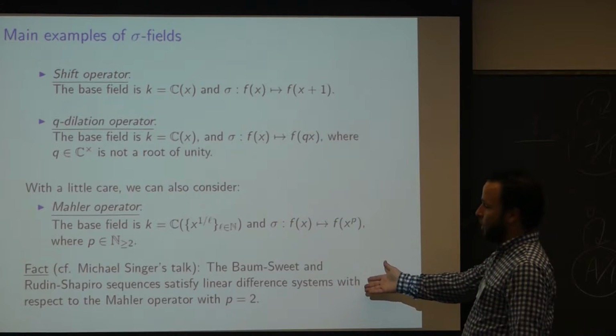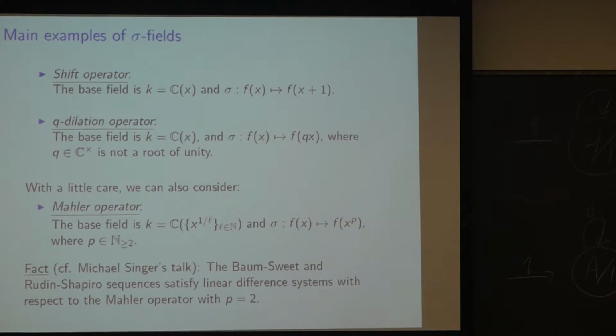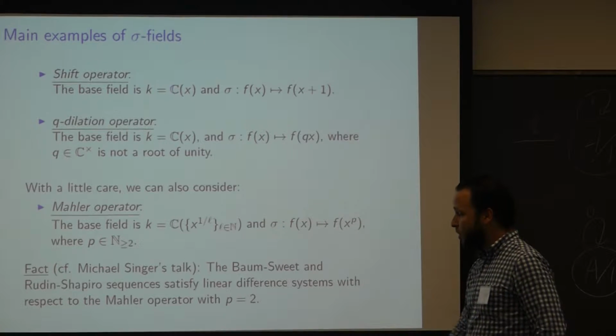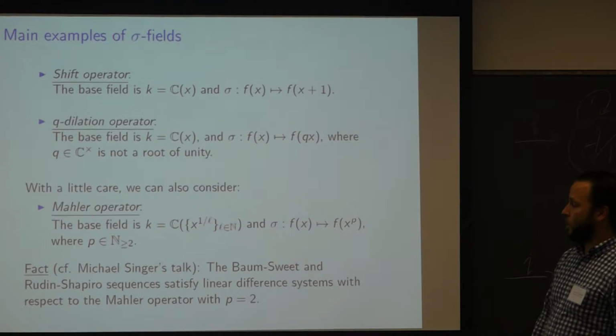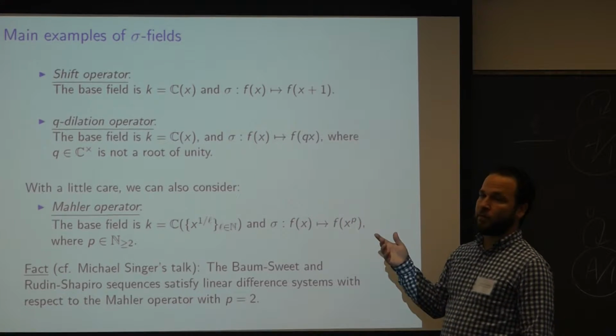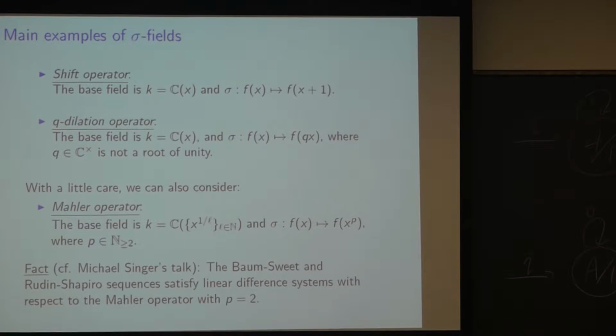So like I mentioned before, the Baum-Sweet and the Rudin-Shapiro generating functions happen to satisfy linear difference systems with respect to the Mahler operator for p equal to 2 over the rational functions. So now this Galois theory and all this machinery allows you to say things about these generating functions.